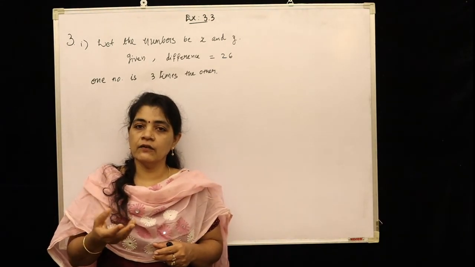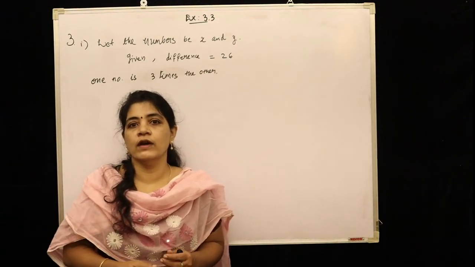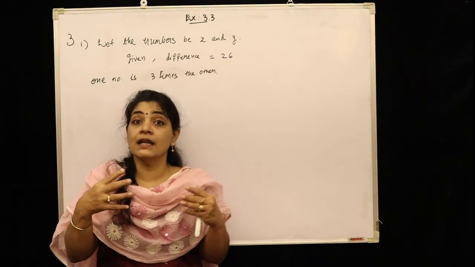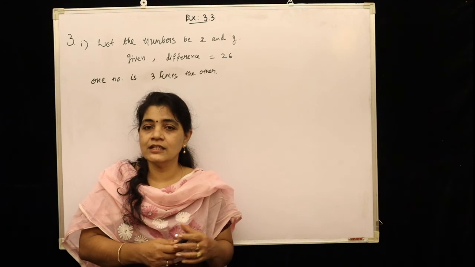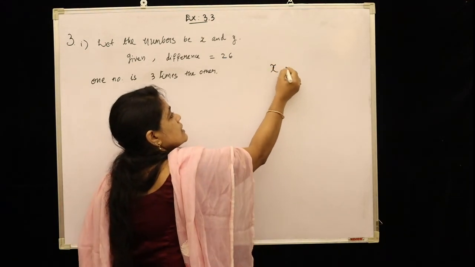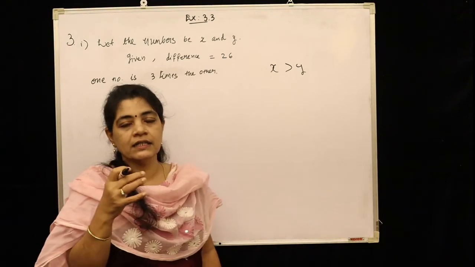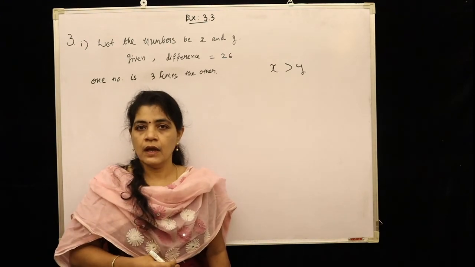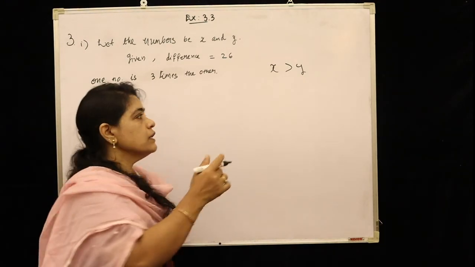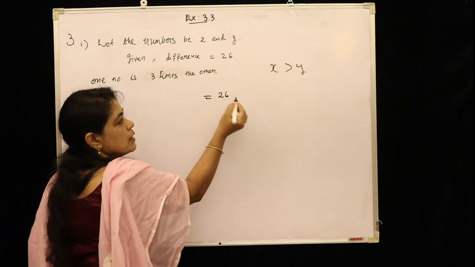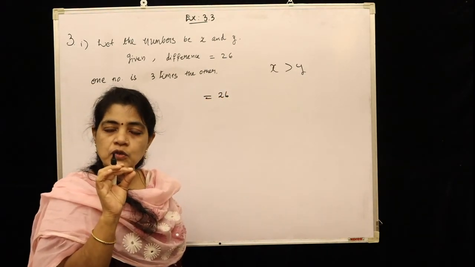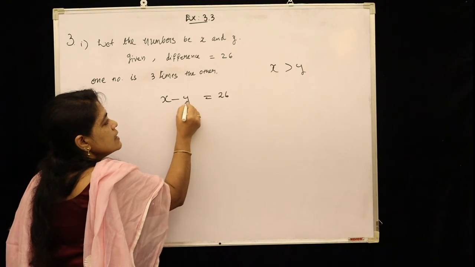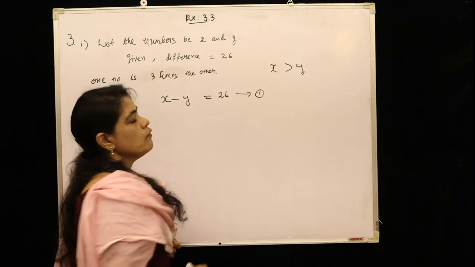So first, let the numbers be x and y. Since it is given that the difference between two numbers is 26, that is x minus y. Let x be greater than y, because in subtraction we usually subtract the smaller number from the greater number. So we are taking x greater than y. Since x is the greater number, we write the greater number first. So x minus y is equal to 26. This can be equation number 1.